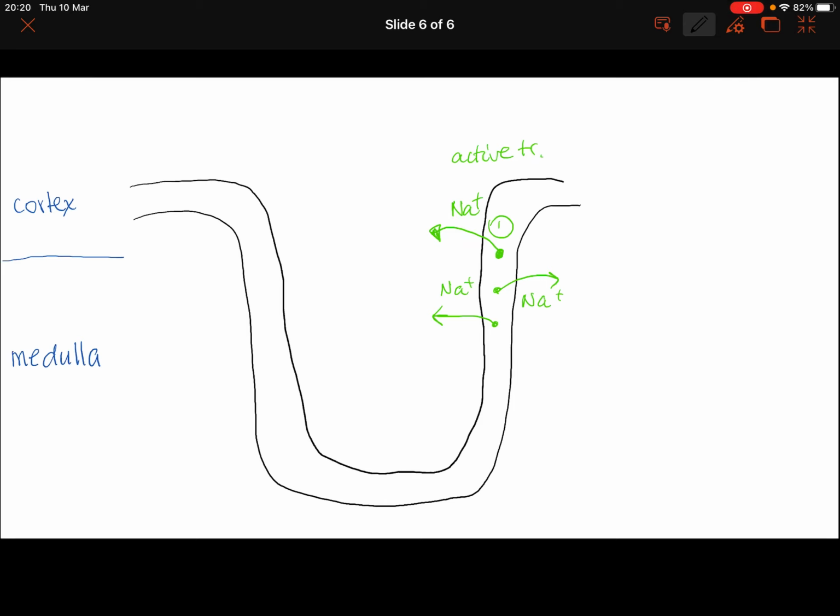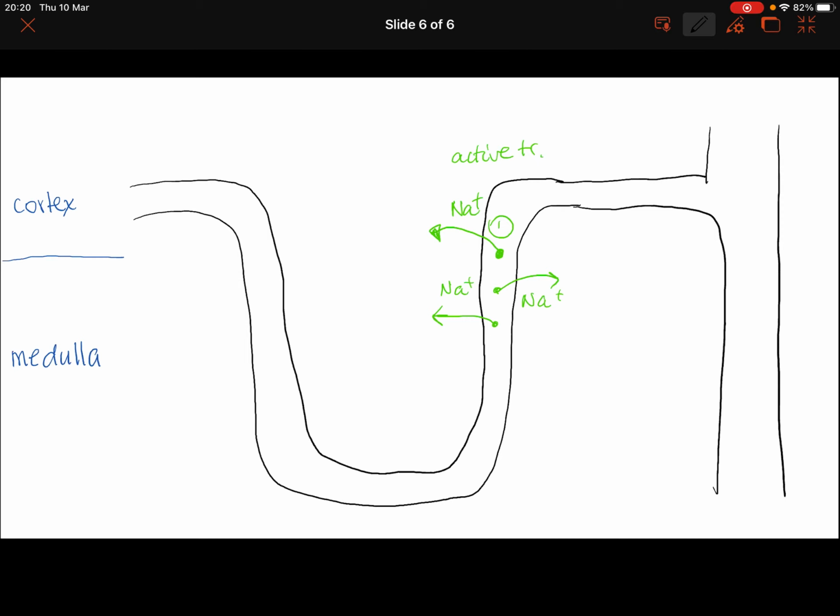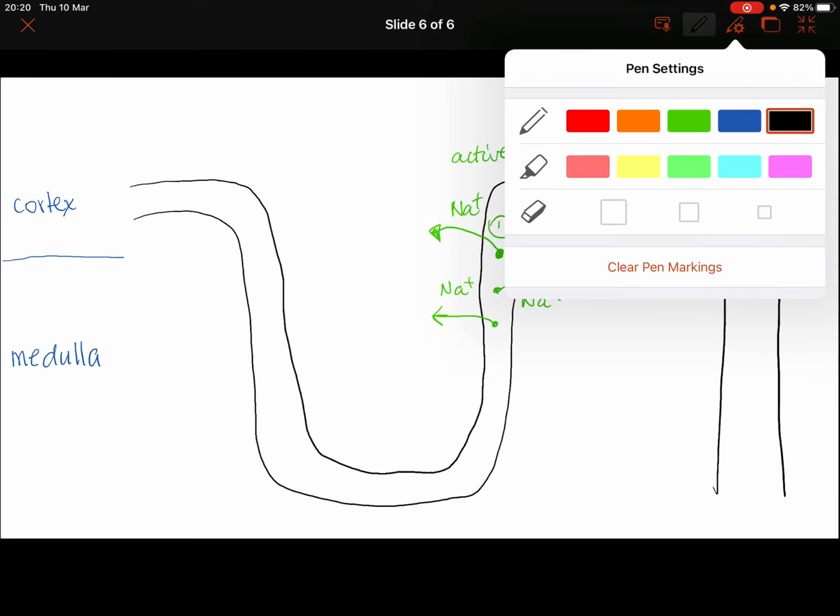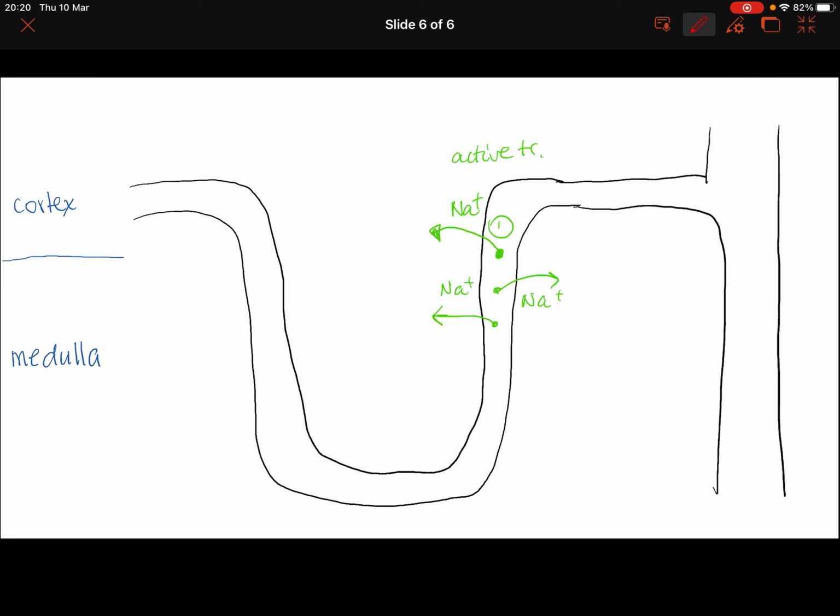And that effect will be on the space between the limbs and the space between the loop of Henle and the distal convoluted tube. So, the influx of those sodium ions into those spaces now lowers the water potential. Okay, so you've got lower water potential in those spaces here.